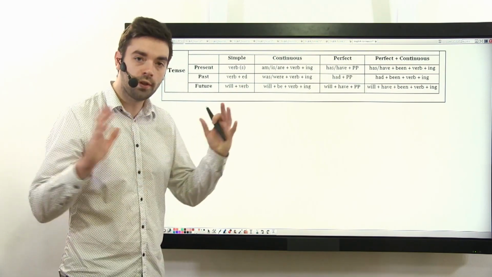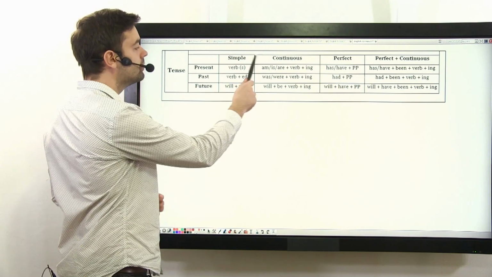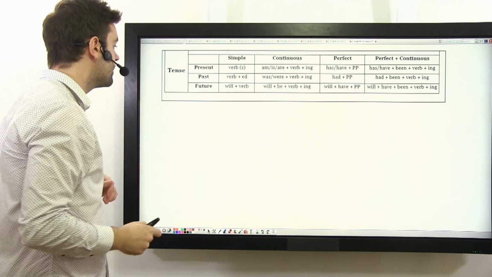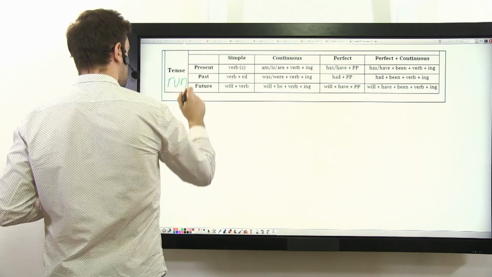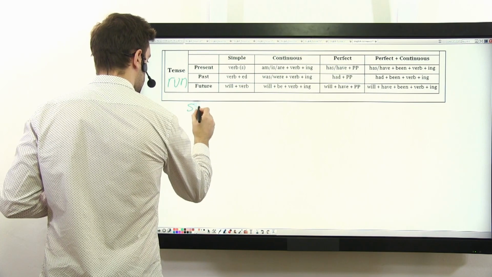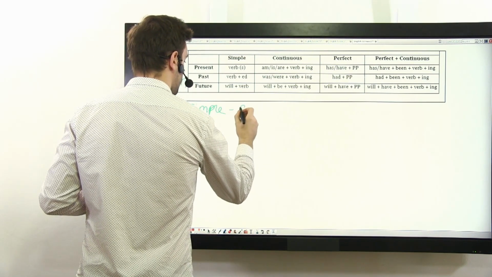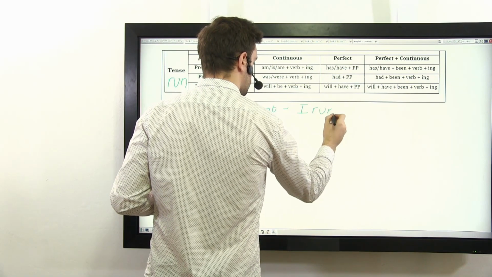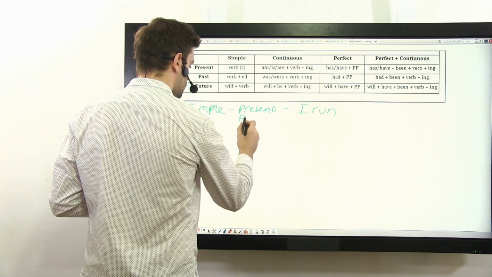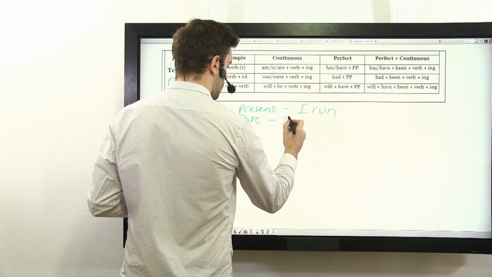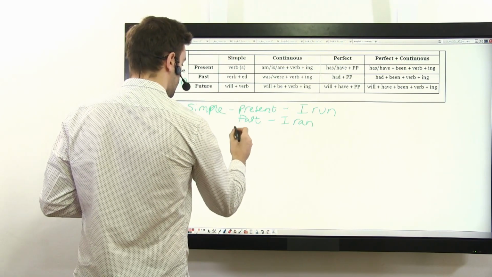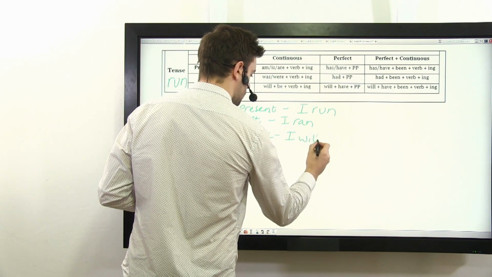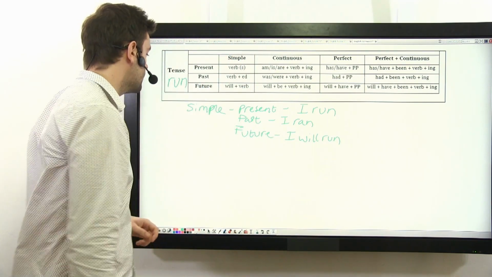So let's do a recap of all the tenses we know so far. We know the simple, the continuous, the perfect, and now the perfect continuous. Let's start off with the simple. We'll use the word run. Simple present: I run. Past: I ran. Future: I will run.